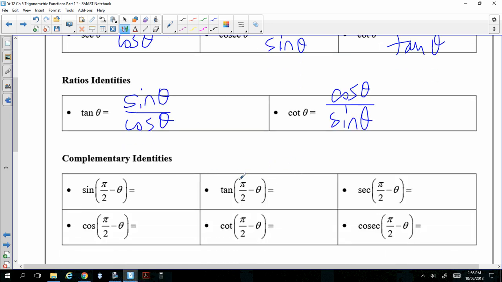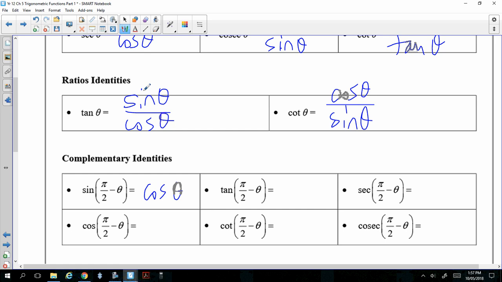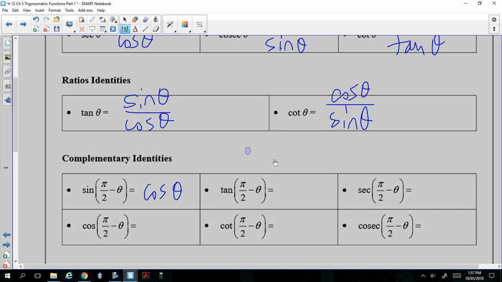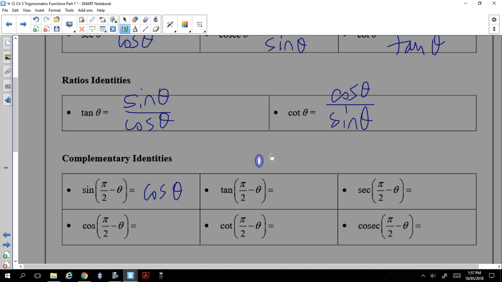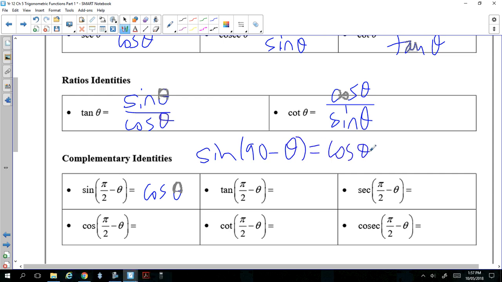Complementary identities. Sine of pi over 2 minus theta. So remember, pi over 2 is 90. So sine of 90 minus theta, the complement, is equal to cos theta. So before you know a formula, sine 90 minus theta is cos theta. We're now going to write it in radian form.